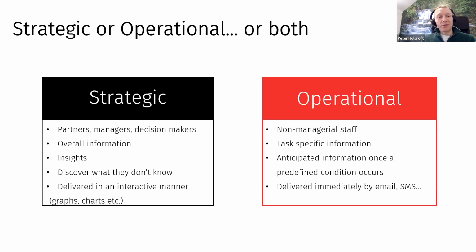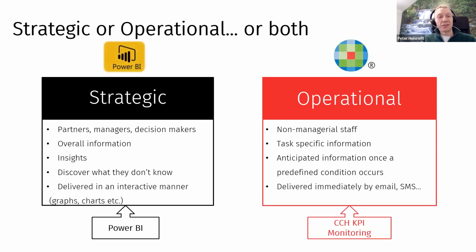And the two solutions I will be demonstrating today are Power BI and CCH KPI monitoring. Although both products are classed as BI solutions, they are fundamentally different. Therefore, there are two different propositions based on the audiences. Power BI is a visual tool to analyze data and discover where you're missing a process, and KPI monitoring is a tool to automate and create those processes you took from the insight of your data with Power BI.